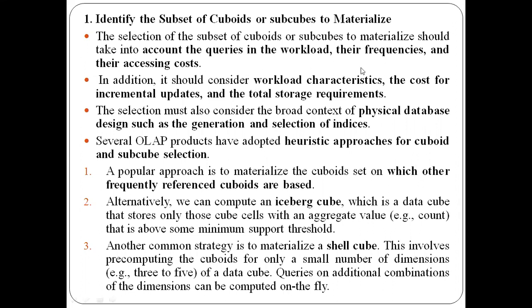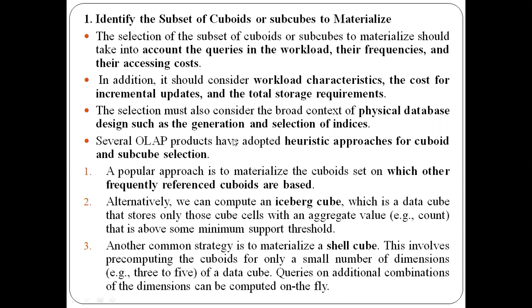Apart from that, we also need to consider the workload characteristics, that is, whether this cuboid is frequently accessed or not. And then the cost of incremental updates: how much cost it is going to take to incrementally update this cuboid. And then the total amount of storage requirement: how much storage is required for storing the result of this cuboid. And then we'll also be considering the physical design, where we consider the generation and selection of the index for this cuboid. That is also one of the parameters.